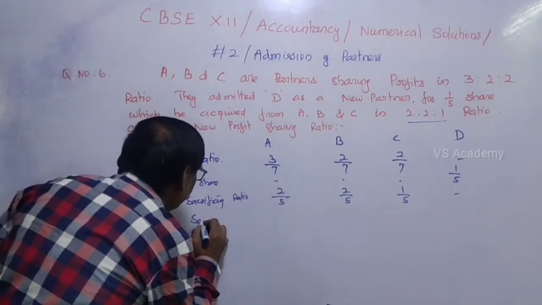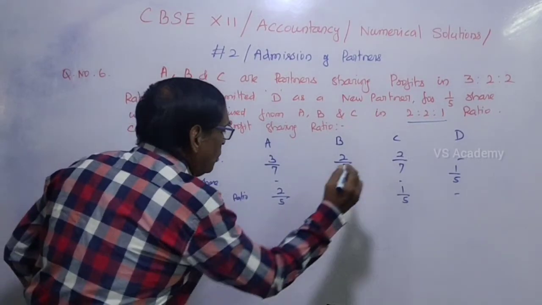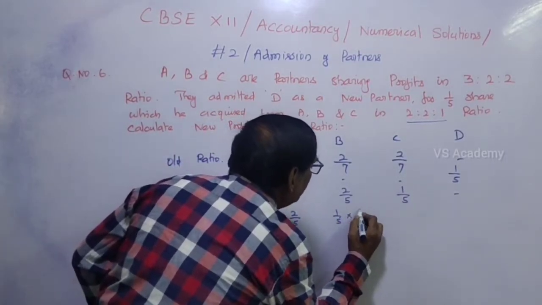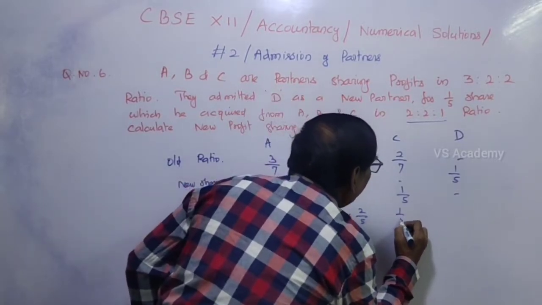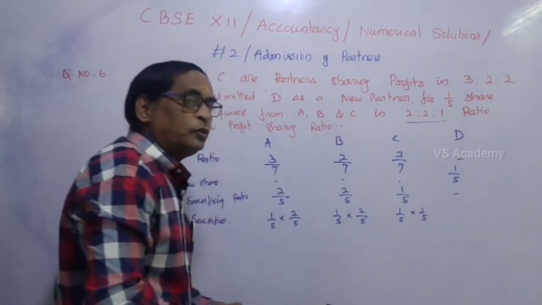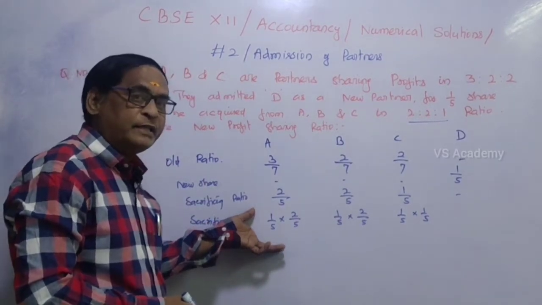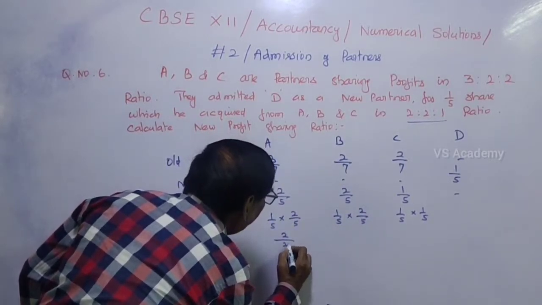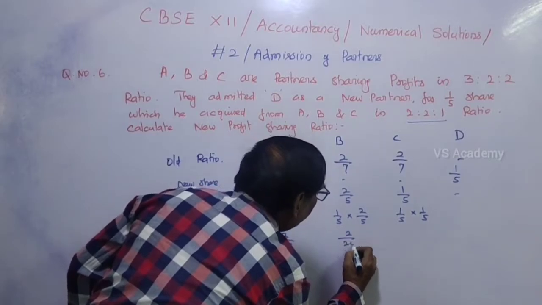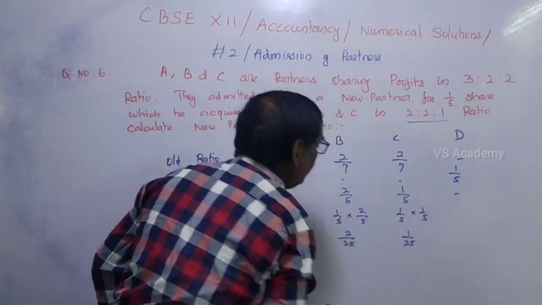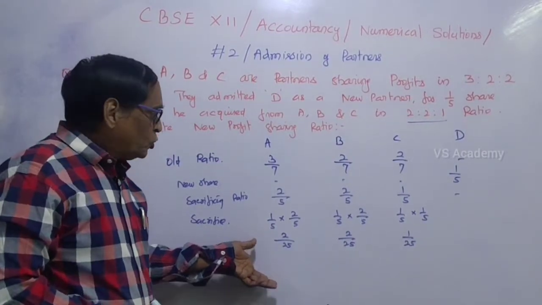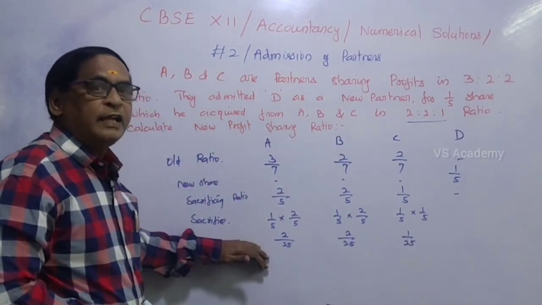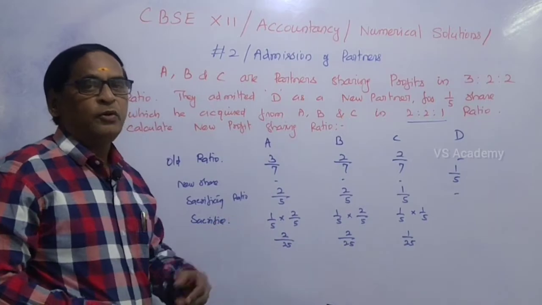So the quantum of sacrifice by A, B, C towards D we have to find out. So sacrifice: 1/5 into 2/5, 1/5 into 2/5, 1/5 into 1/5. So this is the quantum of sacrifice by all existing partners. That means 2/25, 2/25, 1/25. This is the sacrifice. So in order to find the new profit sharing ratio, the old ratio minus the sacrificing portion, then we can find the new profit sharing ratio.